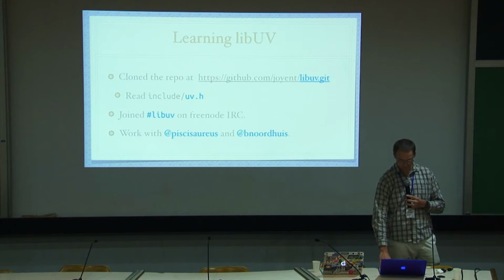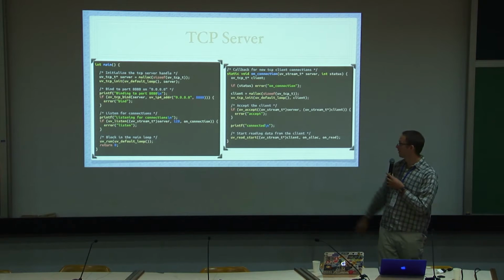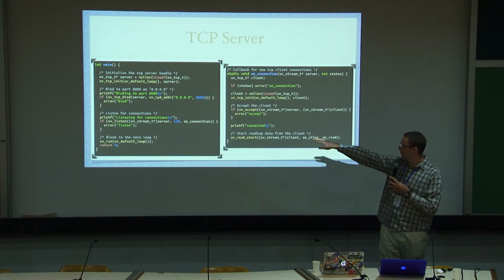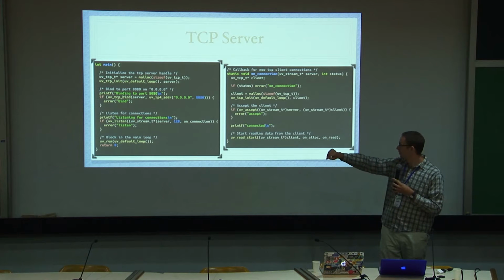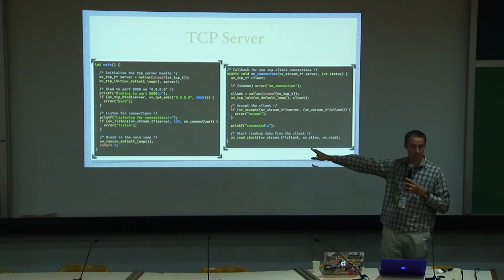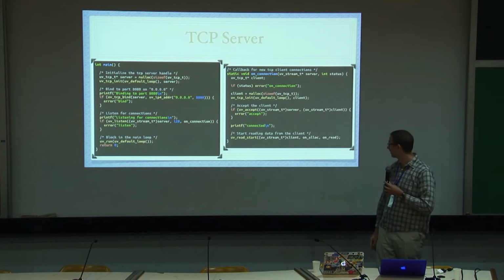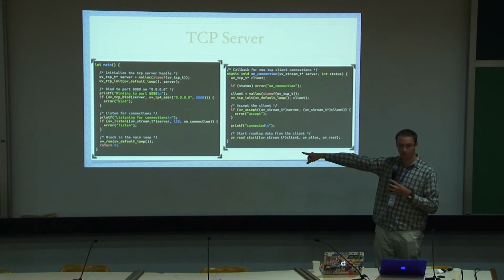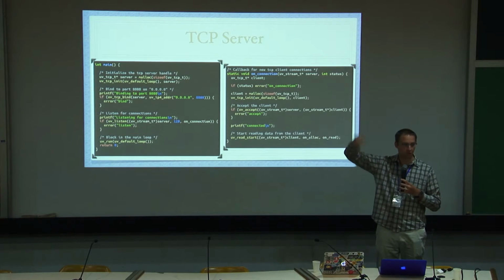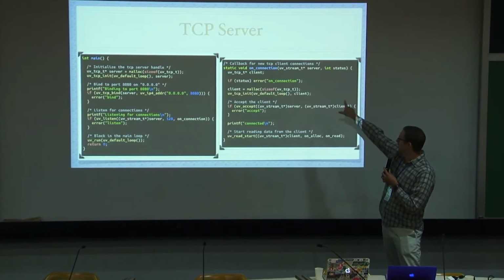It was great. So here's basically what a server would look like. You'd allocate your TCP object, initialize it, bind it to some port. You would tell it to listen, give it a callback. libuv is callback based, but in C, so they're function pointers. There's no closures. And then you run the event loop, and the run function will block. And while it's blocked, the event loop will call your callbacks. That's how it works.